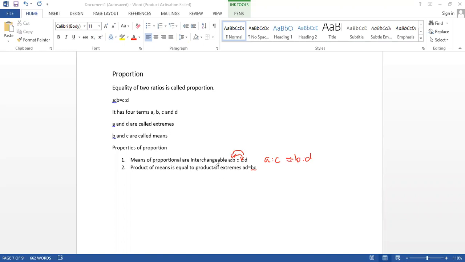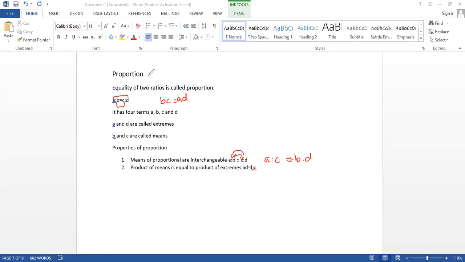Product of means is equal to product of extremes. Now, the product of means means B multiplied by C. So B multiplied by C is equal to the product of extremes, which is A multiplied by D. So these are some of the properties. Now let's move ahead to the questions.